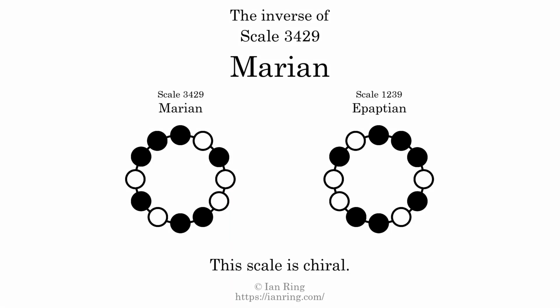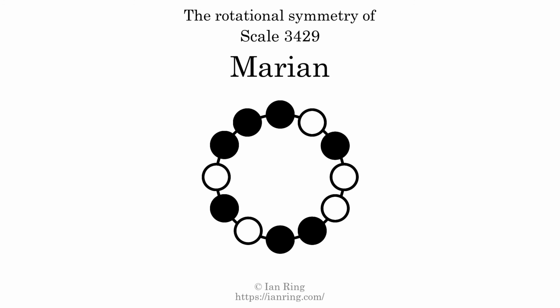The inverse of a scale is a mirror image. It is what you get when the sequence of intervals is reversed. The inverse of this scale is scale 1239, also known as Imperfection. This scale is chiral. It cannot transform into its inverse by rotational transformation. This scale has no rotational symmetry.